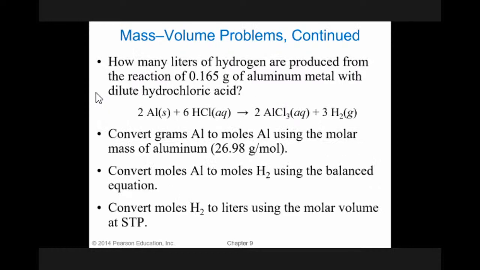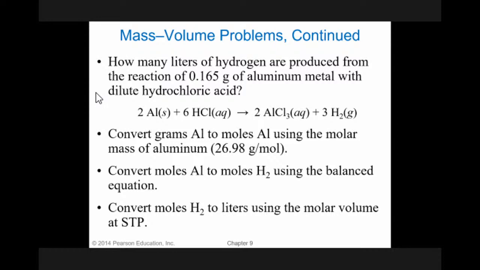So therefore, here's the problem. You read the problem, it says how many liters of hydrogen are produced. It has to be on the product side. Are produced. You hear that? When a reaction of 0.165 gram of aluminum metal with dilute hydrochloric acid. So we take this metal here, drop it in acid, reaction begins.